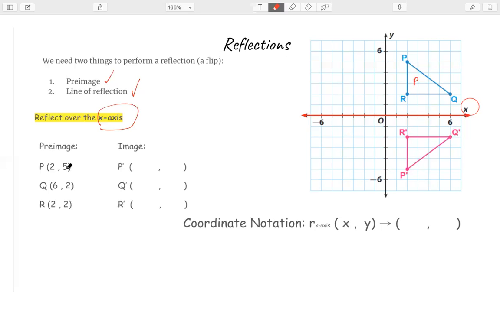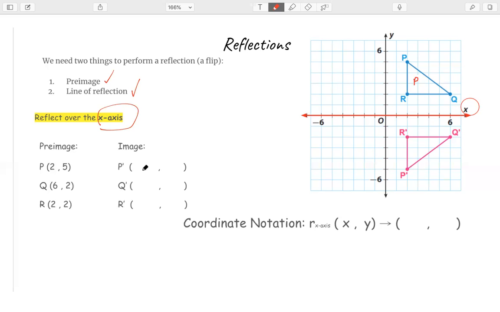According to the pre-image, I have P at (2, 5), Q at (6, 2), and R at (2, 2). And it was reflected over the x-axis, producing P', Q', R'. I'm going to go ahead and write down my new coordinates for P', Q', R', or my image, the image that comes after the pre-image.